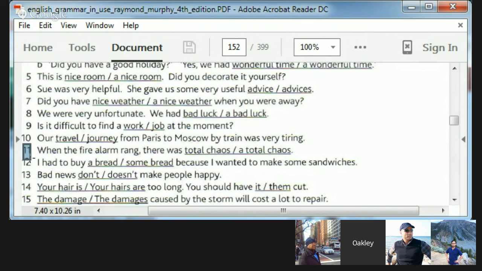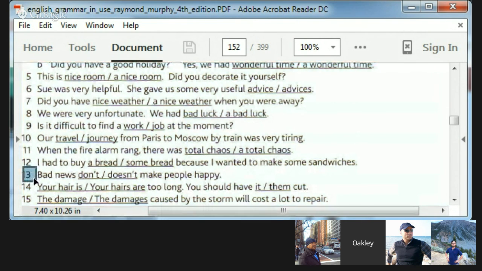Philip, number 11. When the fire alarm rang, there was total chaos. Total chaos, not countable. Out of control, disorganized activity is chaos. And yeah, it is uncountable. JK, number 12. I had to buy some bread because I wanted to make some sandwiches. Yeah, I want to have a sandwich for lunch in about 1 minute from now.